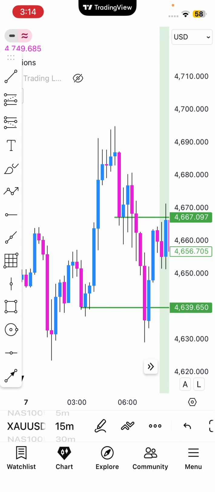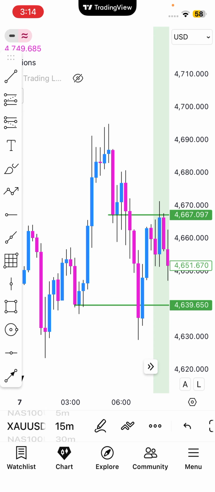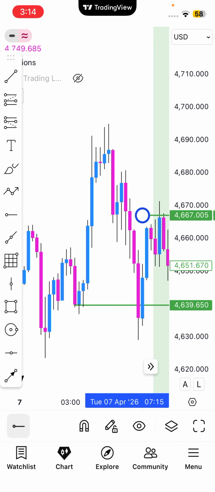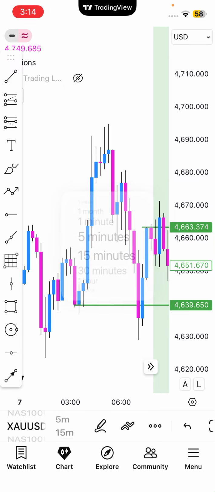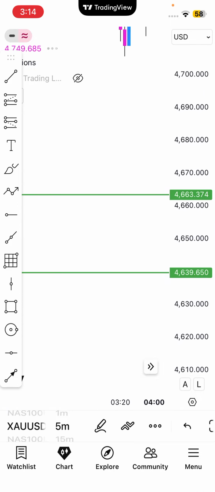So once price got to this level, got here, I was like, okay, price respected it. And then once I saw this, I was like, okay, now I have a QMR. I'll drop down to the 5 minutes so you can see it a little bit easier.